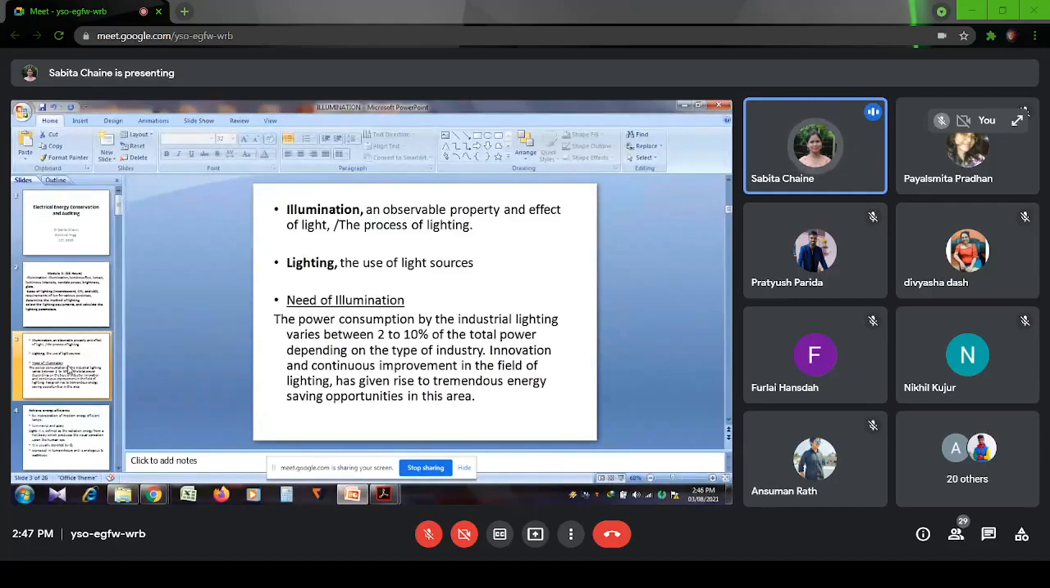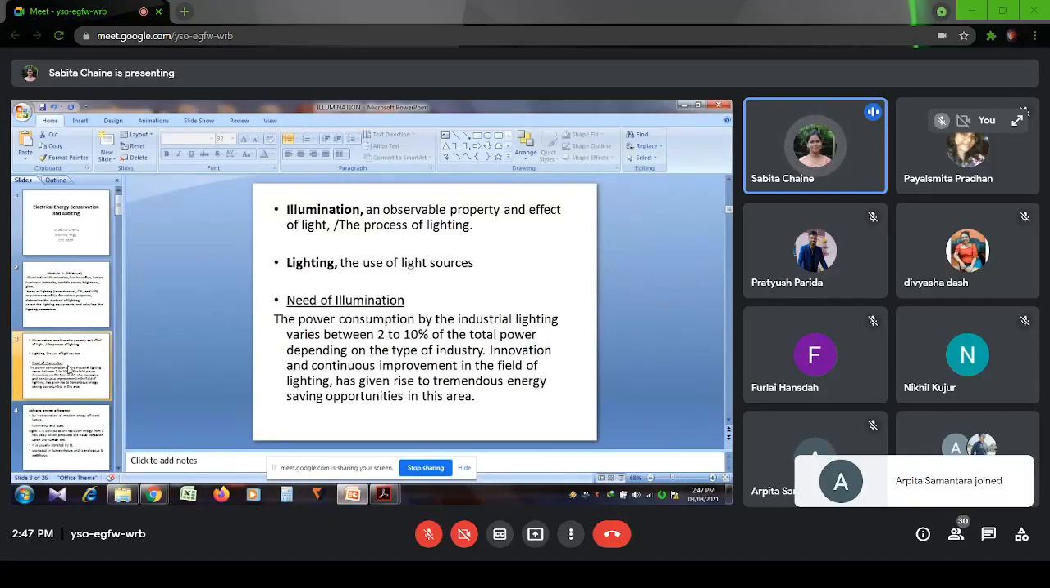Illumination, as you can already see, is the observable property and the effect of light. That means the process of lighting. Lighting means you are using a light source. Which process uses the light source? What is the intensity? What is the luminous flux, the brightness, the utilization factor, the efficiency? All these things you calculate by the process of illumination.